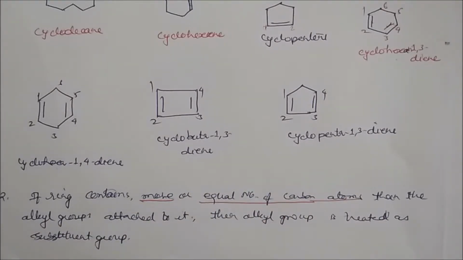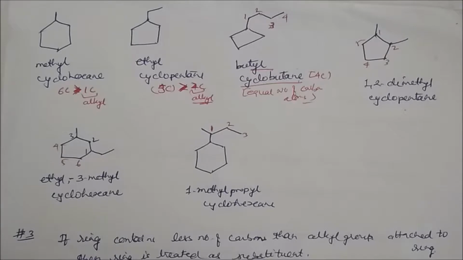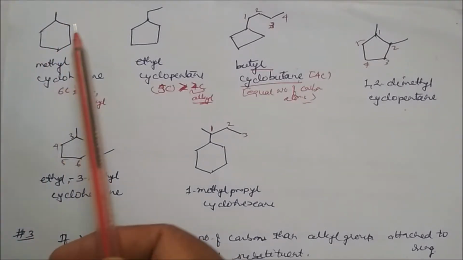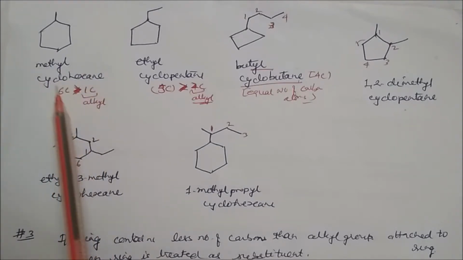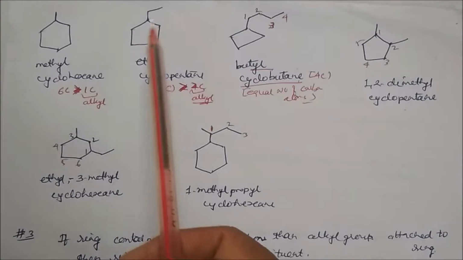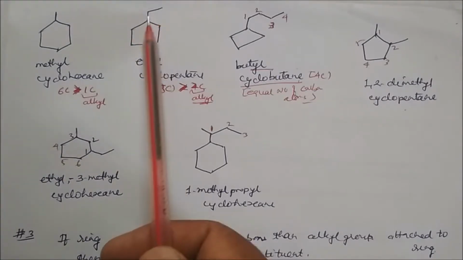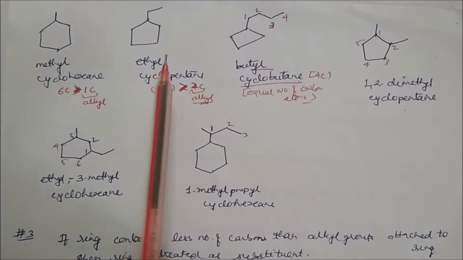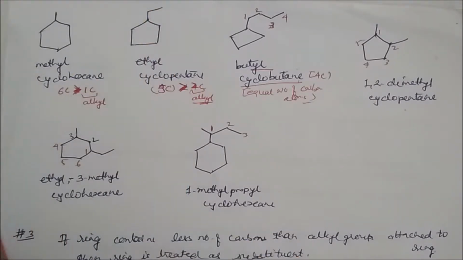Let us see some examples. Here is an example. This has a 6 carbon ring and 1 carbon methyl. So we write methylcyclohexane. 6 carbon is more than 1 carbon, and 1 carbon is the alkyl. Now the ring contains 5 carbons and the alkyl consists of 2 carbons. Therefore it is smaller, so we use ethylcyclopentane. This will be your substituent.